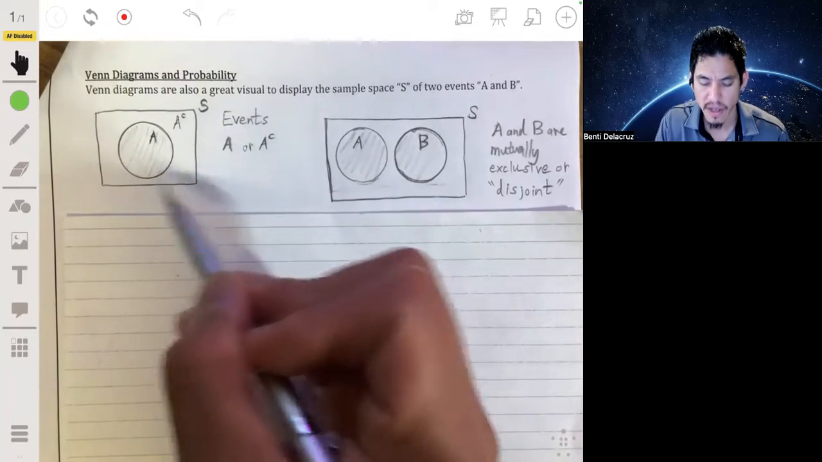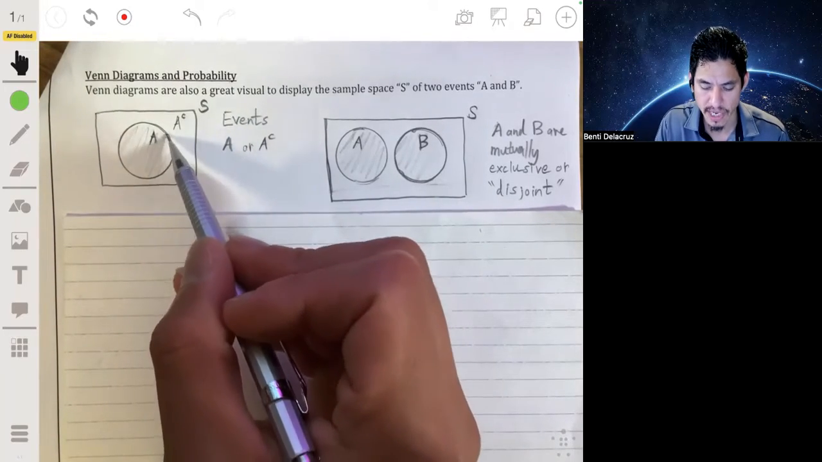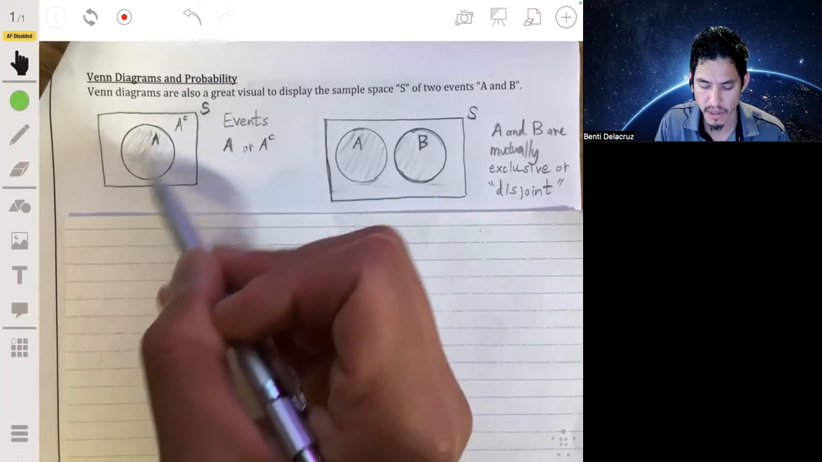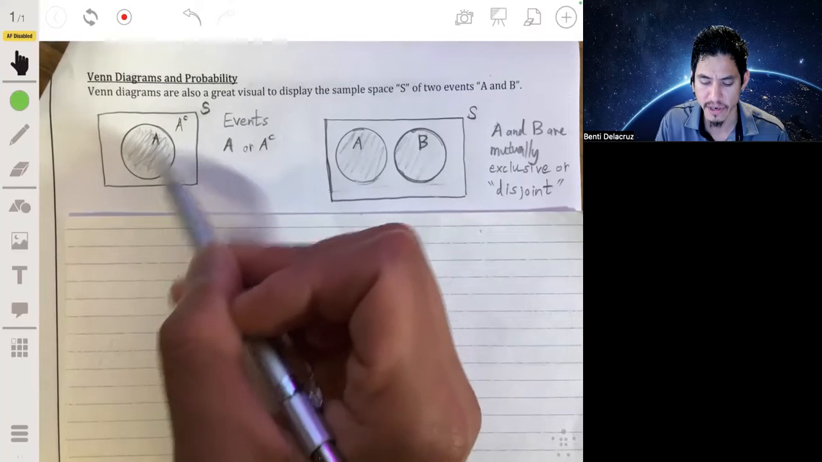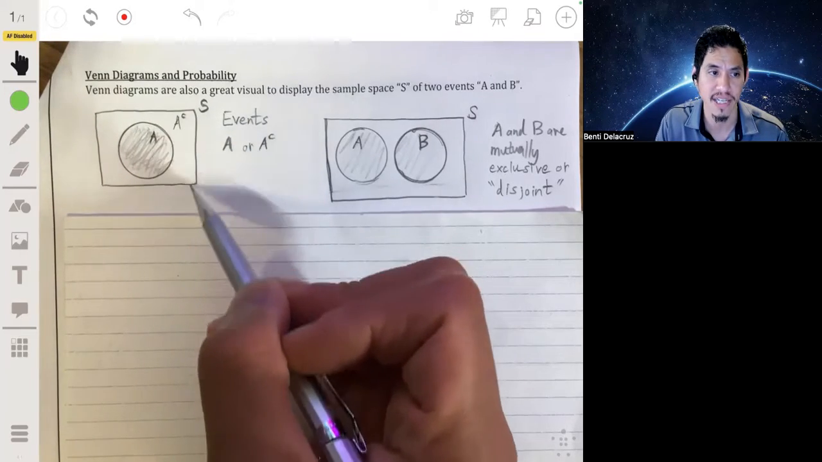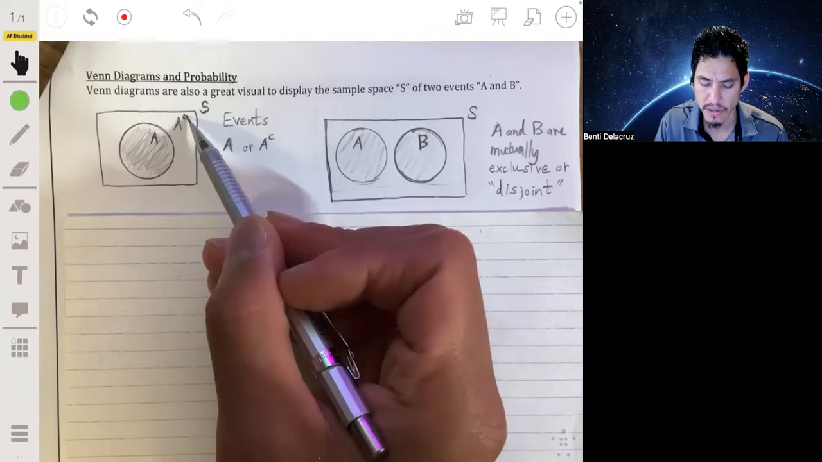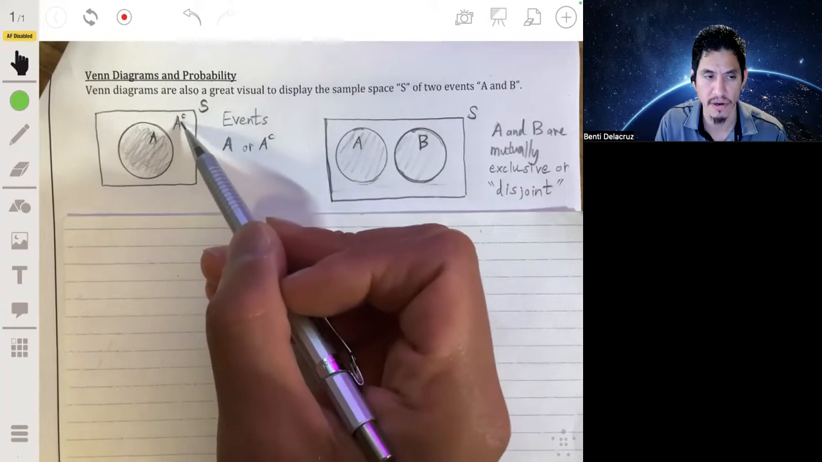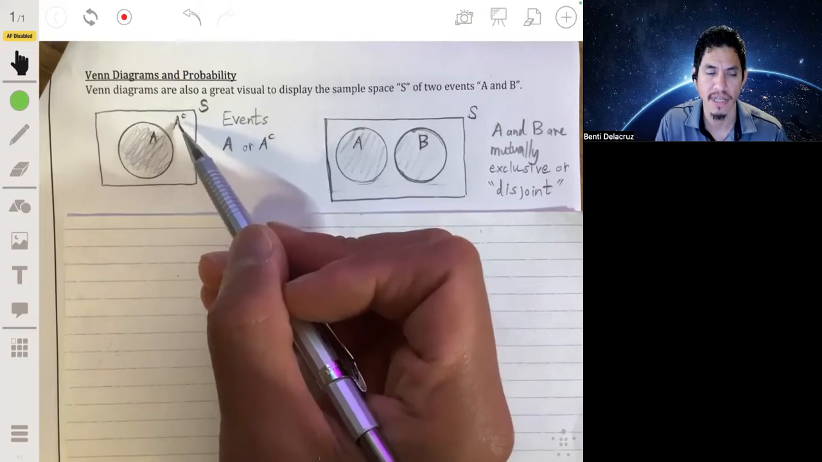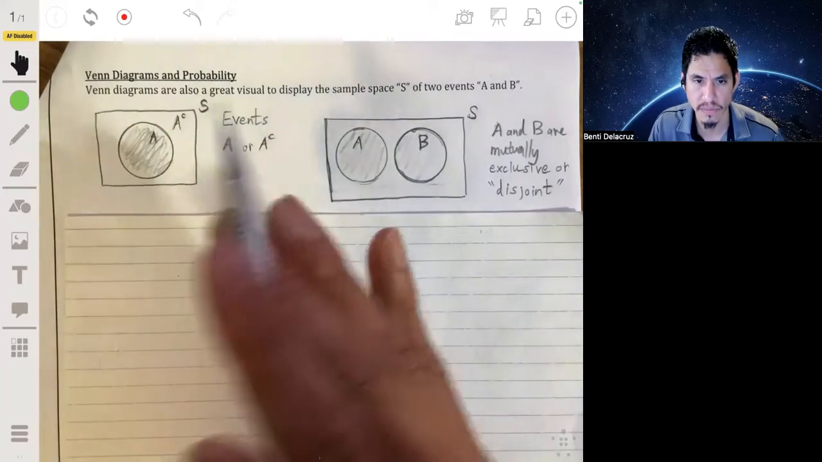Like this rectangle is the universe, everything. So this first Venn diagram just shows that in this circle, this is where event A occurs, and outside the circle, but inside the sample space is where A doesn't occur, or A complement. So either A occurs or A doesn't occur. So A complement. That's it for that one, that very basic one.